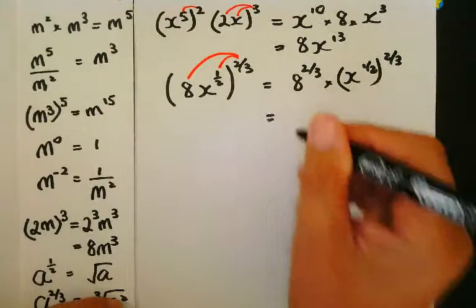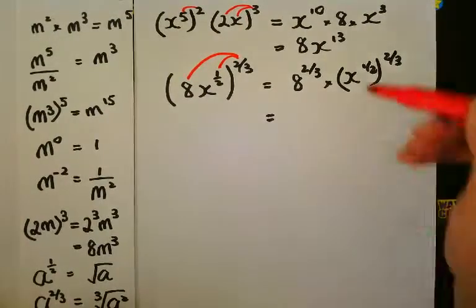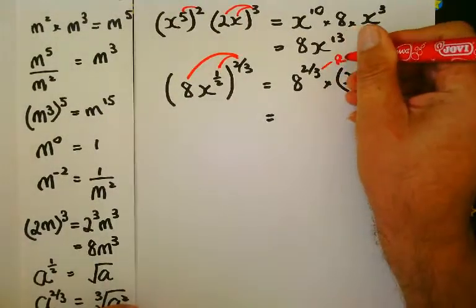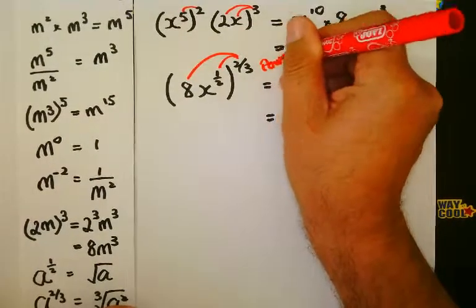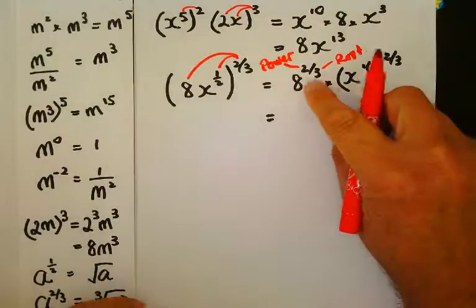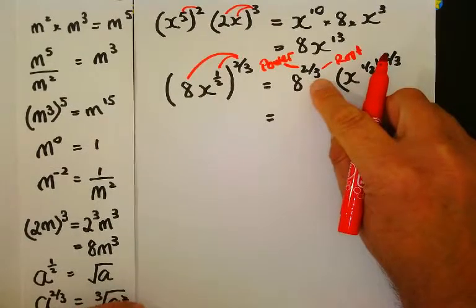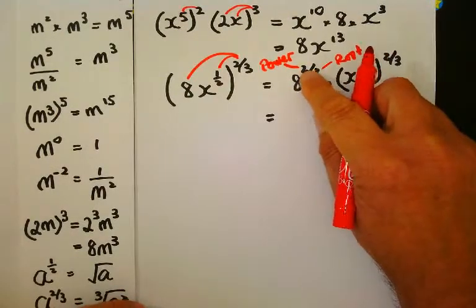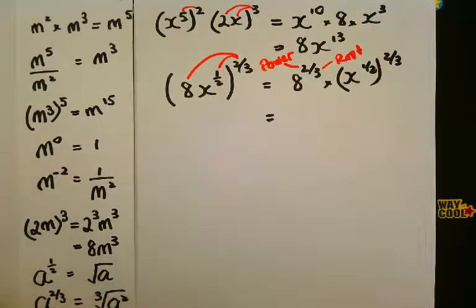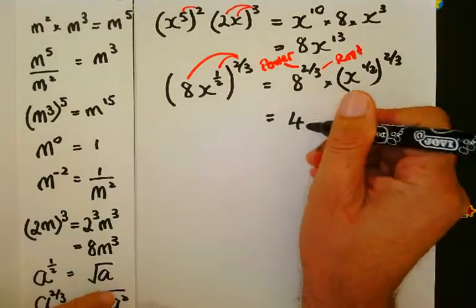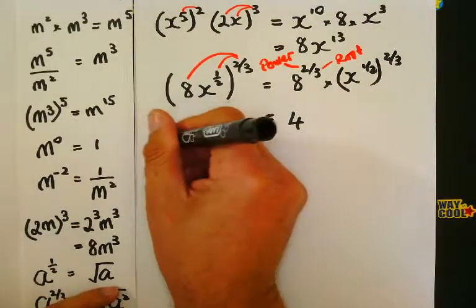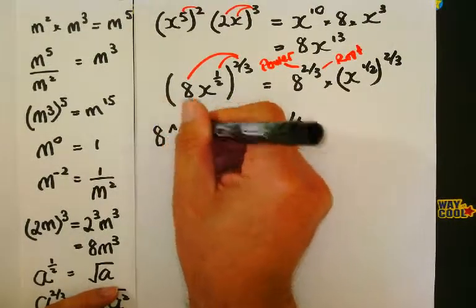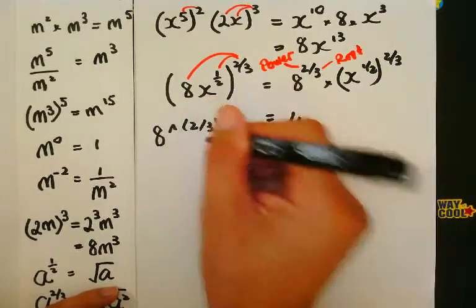Okay, so let's have a look at that again. Remembering that the guy on the bottom is the root, and the one on the top is the power. So the cube root of 8 is 2, and 2 squared is 4. Now, if you can't do that, then just use your calculator. Just go 8 to the power of 2/3. Again, like I said in the previous video, make sure you wrap the 2/3 in a bracket.